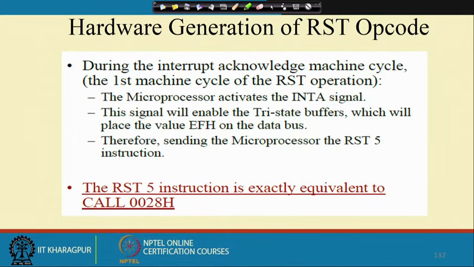Now, you see that this is one of the approaches by which a device can generate this RST instruction. There can be many other ways by which it can be done. So, this is just an example. Some devices may be more intelligent and can do it in a better fashion, but this is one of the very basic techniques where you do not need anything more than a few tri-state buffers to generate the RST instruction.